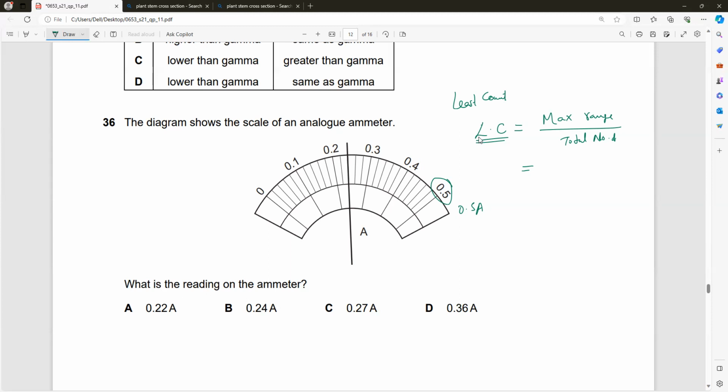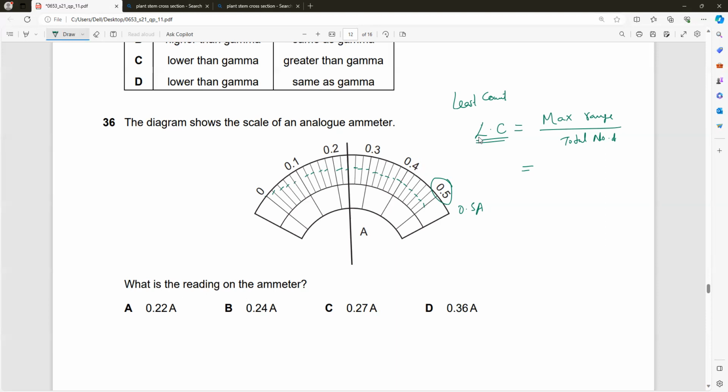25. So now 25. So I think 1 to 5, 1 to 0.1, how many are there? 1, 2, 3, 4, 5. So totally how many, Ra?